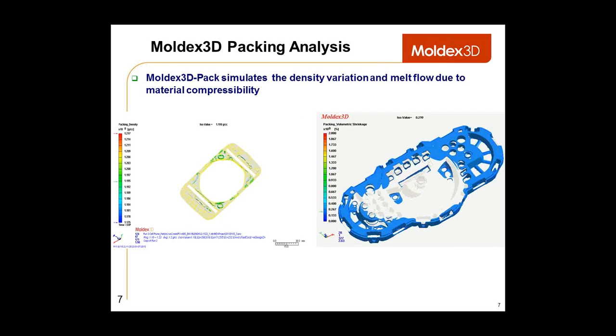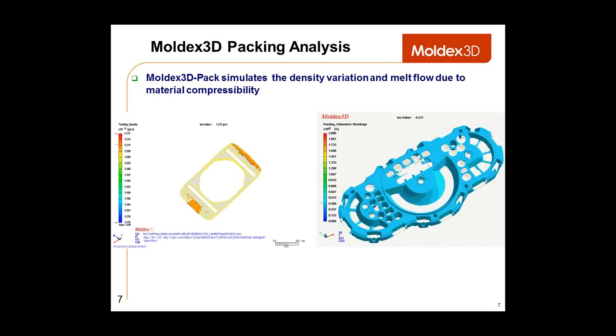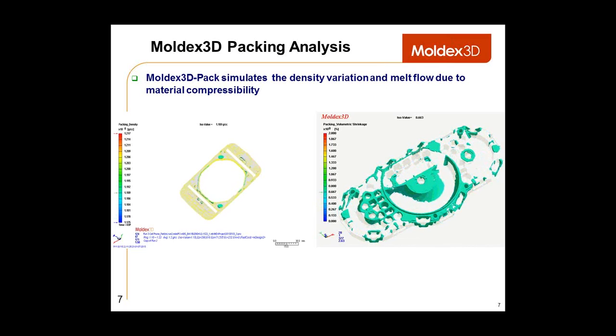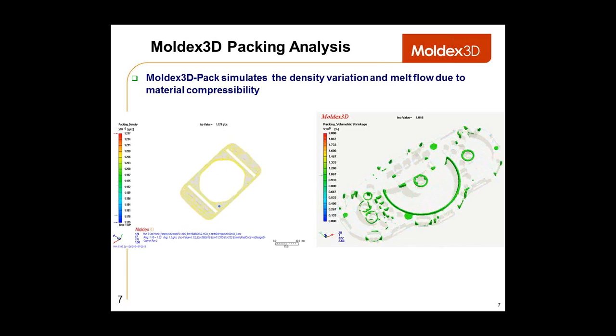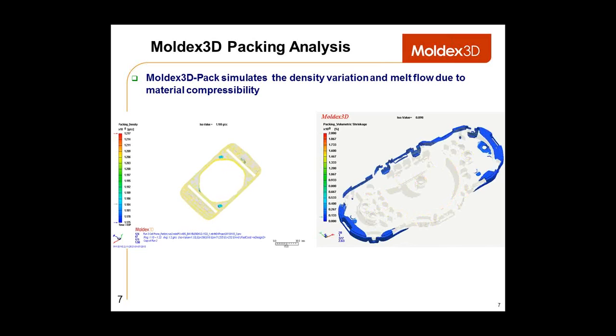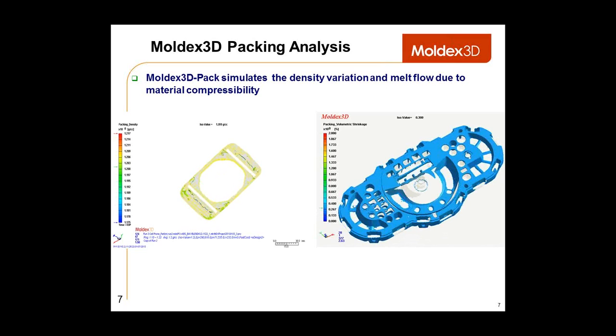Here we'll talk a little bit about packing analysis. During the packing phase, Moldex3D can simulate the density variation and melt flow due to material compressibility. On the left side, we see the packing density of the plastic at the end of the packing phase. And on the right side, we see an animation of the slicing function, which cuts a plane through the model. This allows us to see what is occurring on that plane throughout the model.